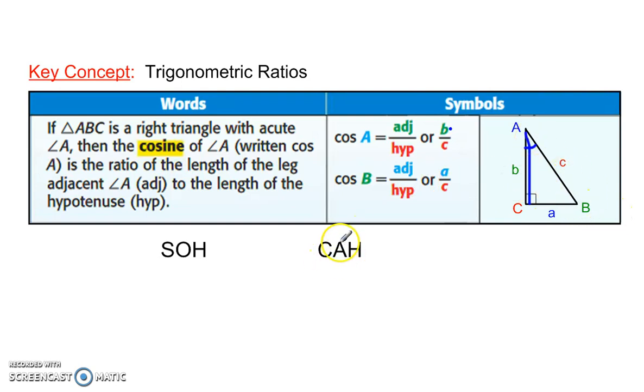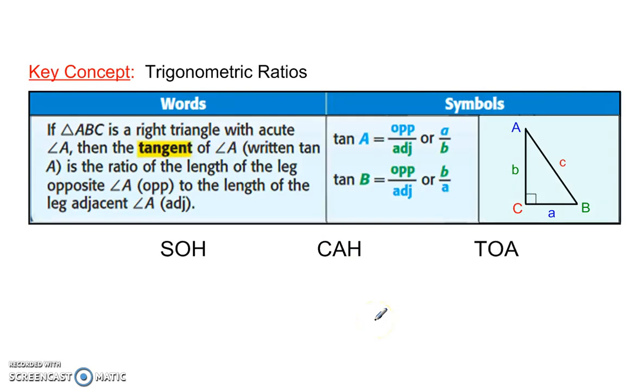So cosine is adjacent to hypotenuse, and then toa, the tangent. That's the only one that does not use the hypotenuse. It is opposite to adjacent. So in this case for A, tangent A would be opposite, not C, opposite to adjacent, B. A to B.